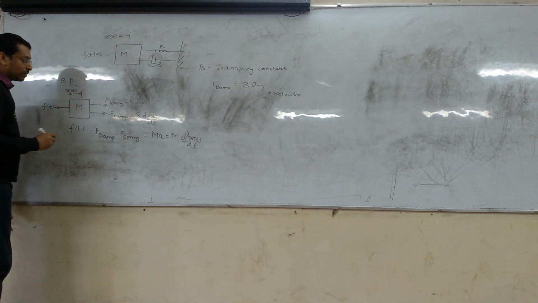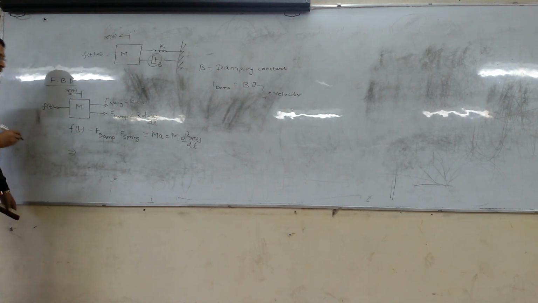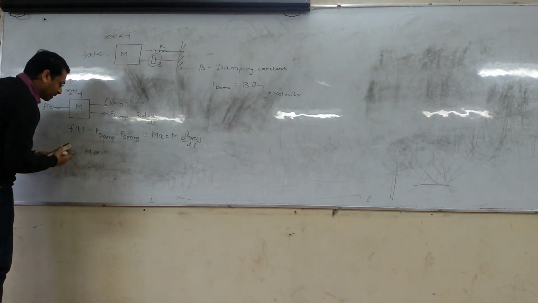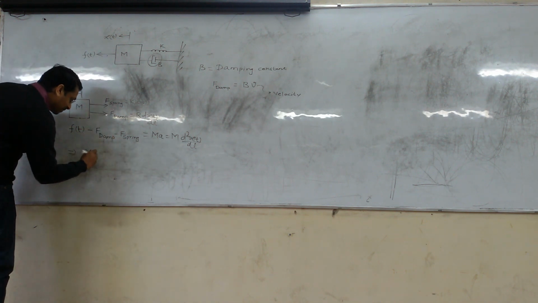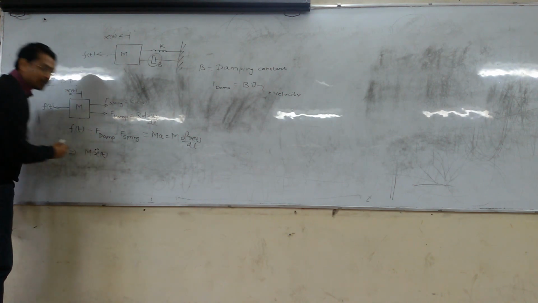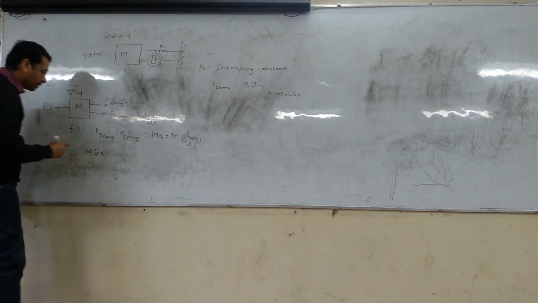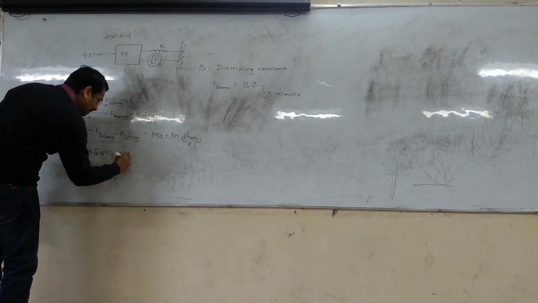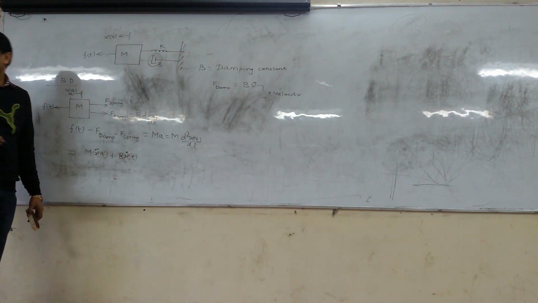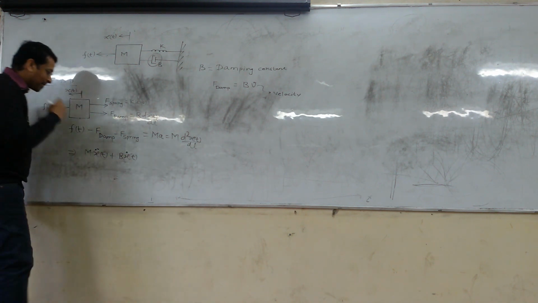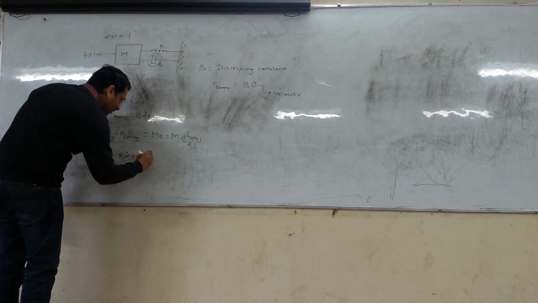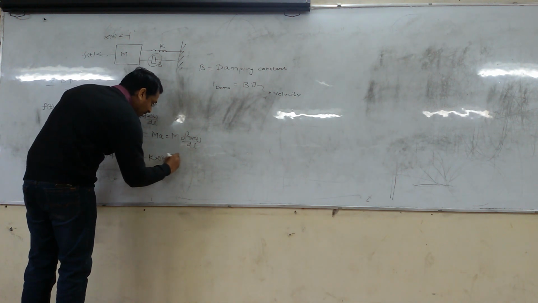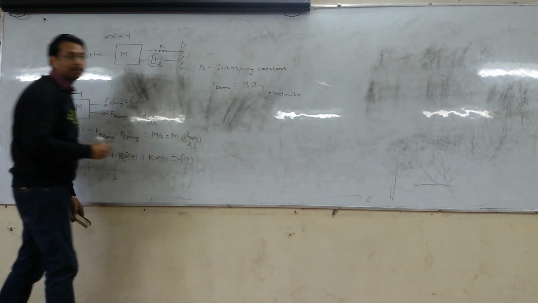So if you proceed further, you will say mass into x double dot t (or, for economic notation, you can just write x double dot t, which is equally correct), plus b x dot t, which is also correct, plus k x t will be equal to your applied force f t.